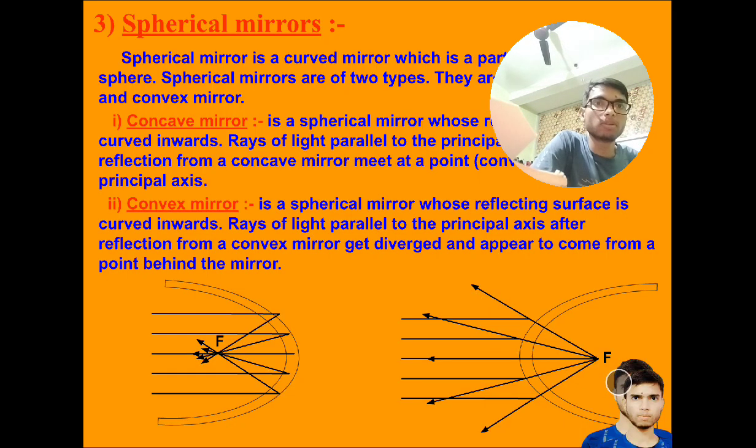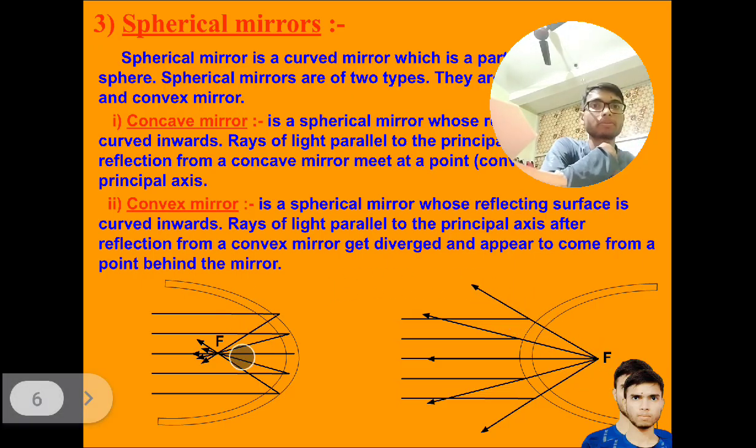Here the focus will be here. Remember, the object will be over here. It means the object is real and can be obtained on a screen, but here the rays are not meeting. Rays are going in this direction. Rays are not meeting at a focus. That's why we will imagine here.